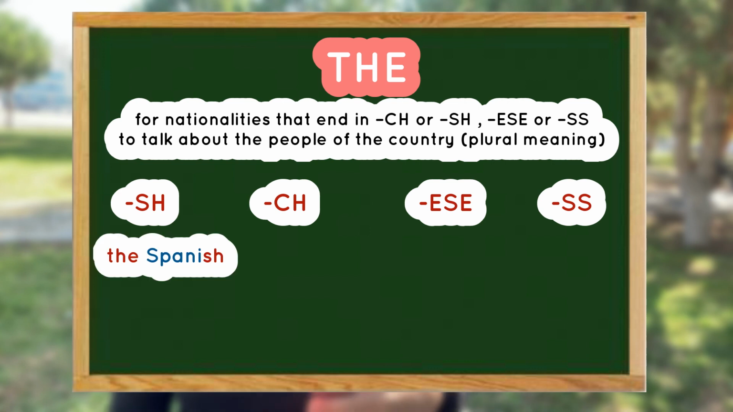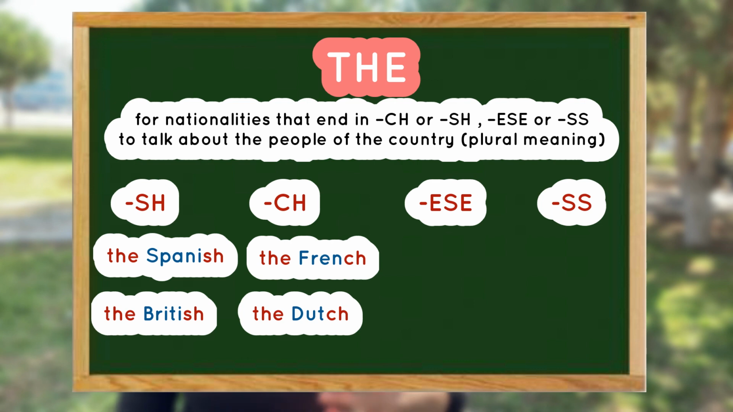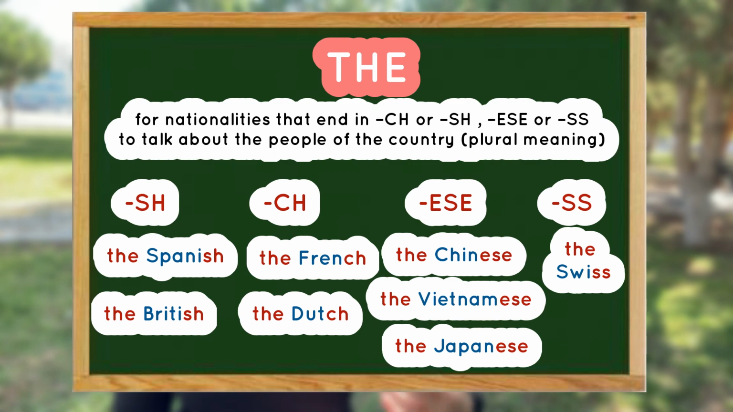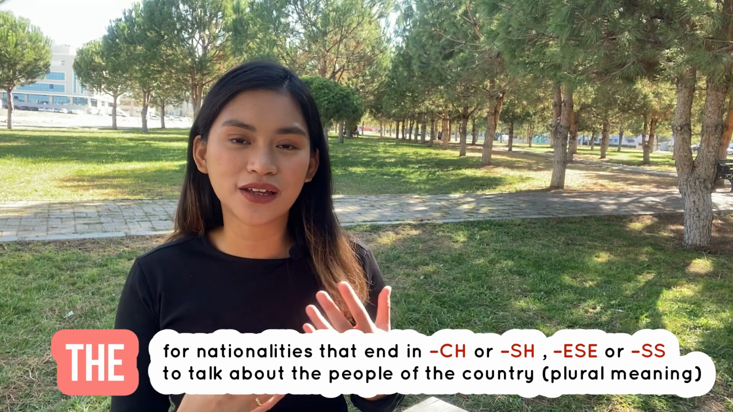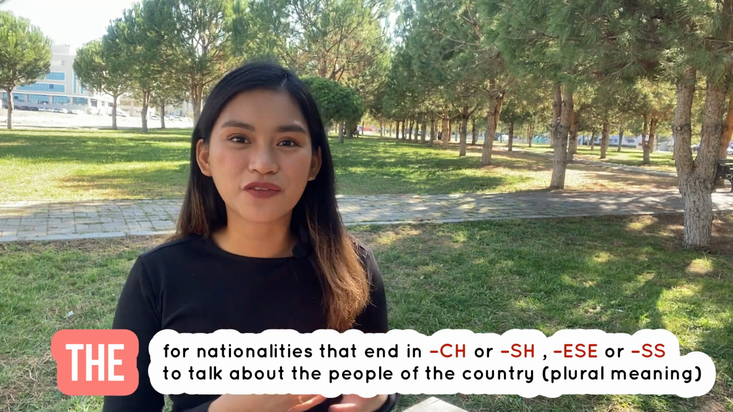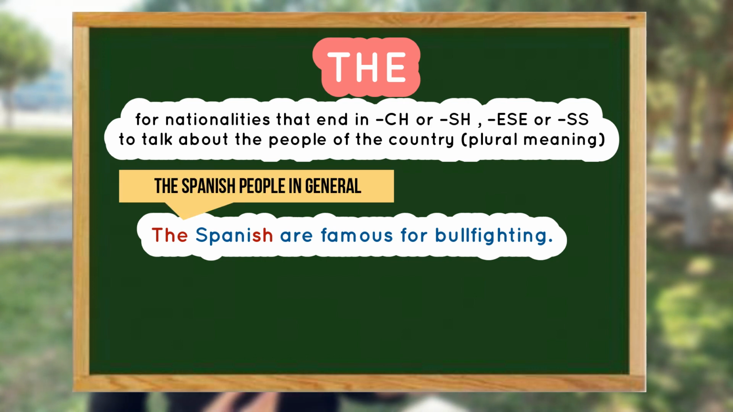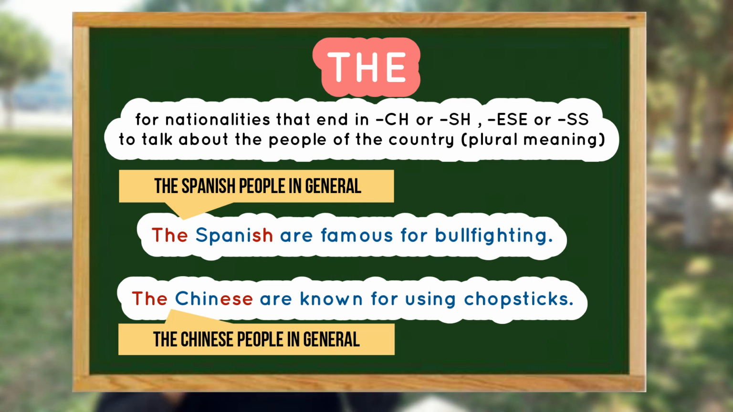Just like the Spanish, the British, the French, the Dutch, the Chinese, the Vietnamese, the Japanese, the Swiss. So those words end in the sounds that I told you a while ago. We use the for them. The Spanish are famous for bullfighting. So the Spanish is mainly talking about Spanish people and they are famous for bullfighting. The Chinese are known for using chopsticks while eating. So the Chinese, it's referring to Chinese people.